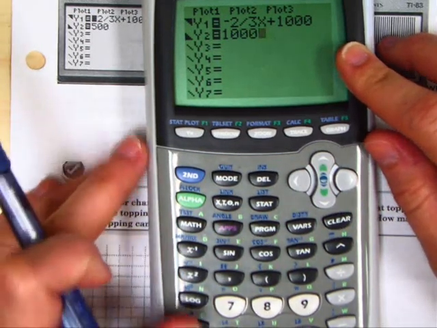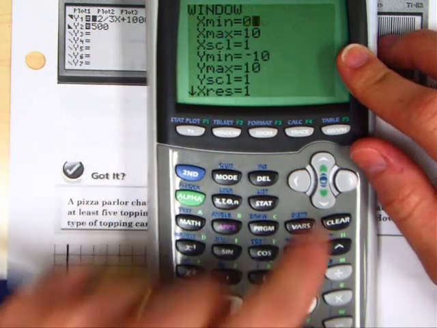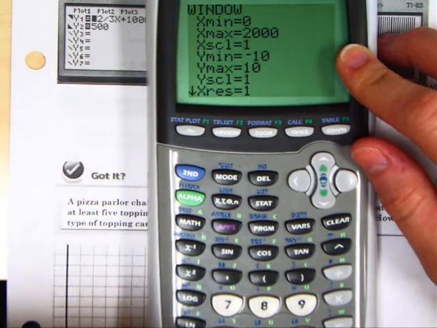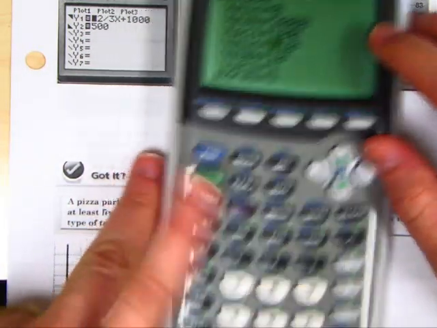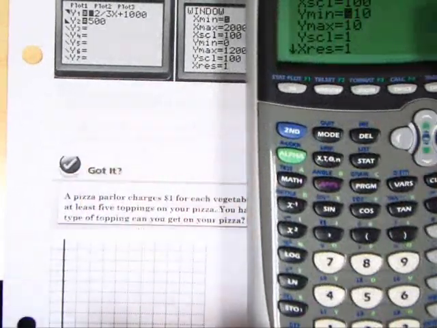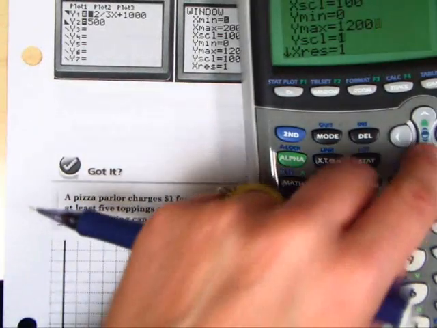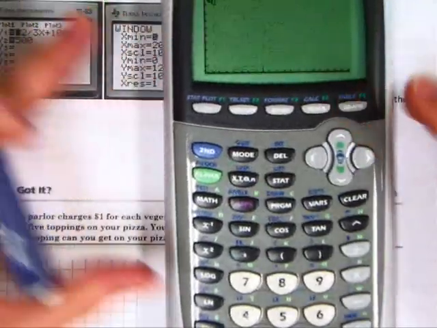1,000. Let's change our window. 0, 2,000. We can skip by anything we want. We could skip by 100 if we want. Y minimum, what did I make it? 0. Maximum 1,200. We can skip by hundreds again. Now hit graph.